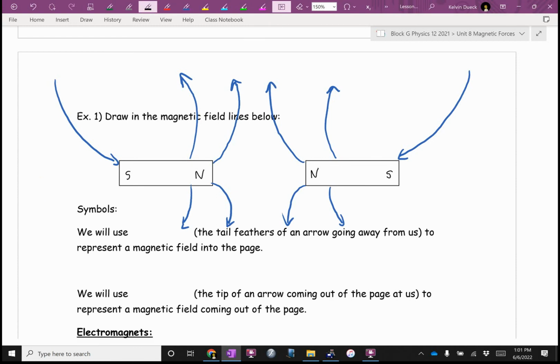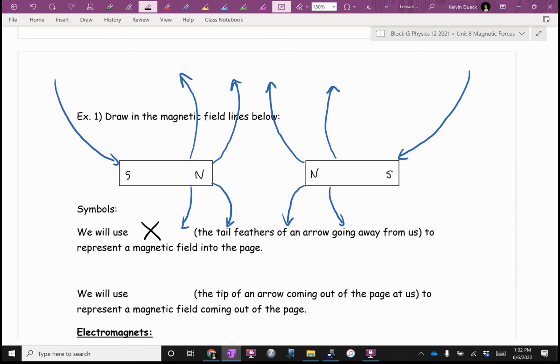Our symbol for into the page is going to be that. And that's meant to be the tail feathers of an arrow going into the page away from us. Although often we'll get lazy and we'll just put a big X. We won't draw the circle around it, especially if I'm typing. I can do a capital X really easy in a diagram, but to get that circle around it is a pain.